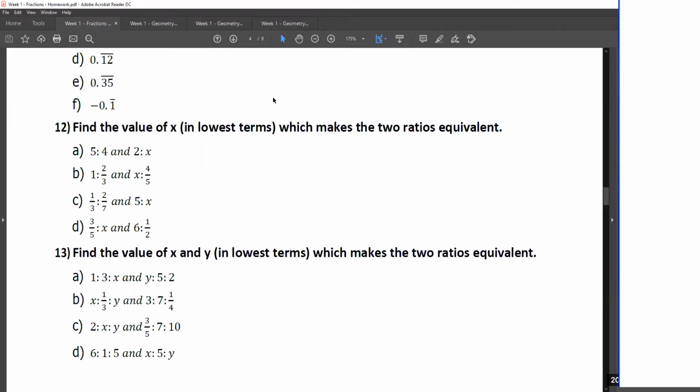I need to switch back over here. Oops. Try that again. There we go. That's what I'm trying to do.